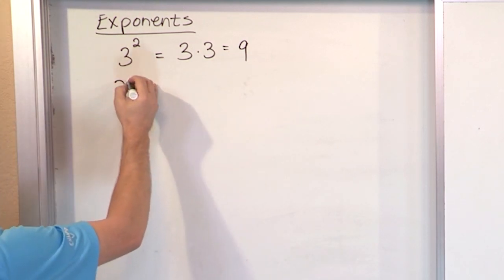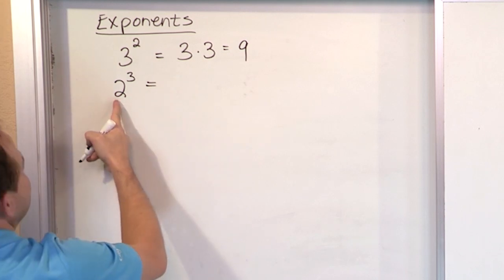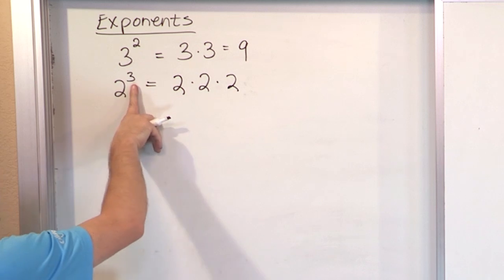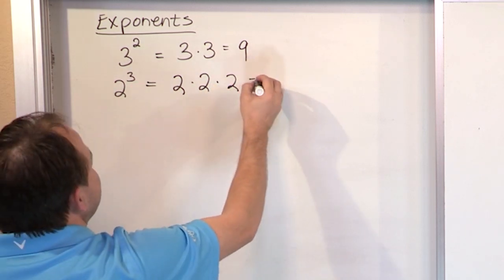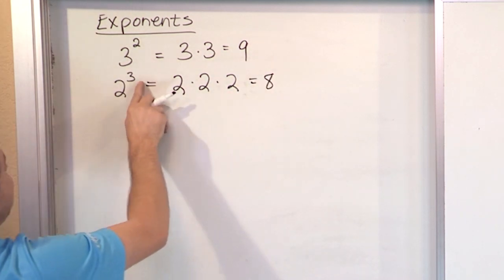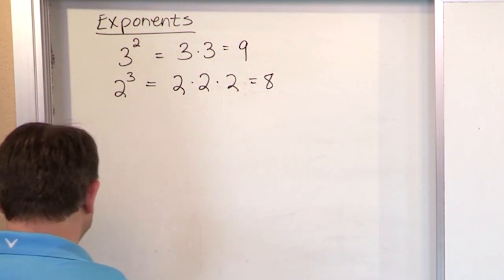Now what if you had the number 2 raised to the power of 3? Well, what that means is you take the bottom number and multiply it by itself as many times as the exponent says. So 2 times 2 is 4, 4 times 2 is 8. So 2 to the power of 3 equals 8.